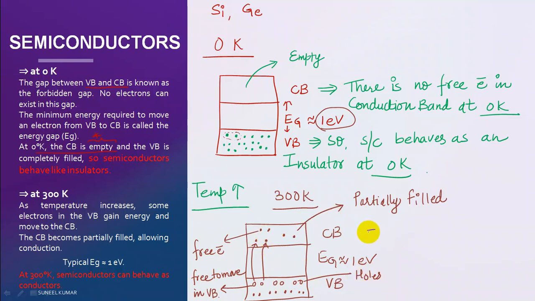So how can we conclude? We can write that at 300 Kelvin, a semiconductor can behave as a conductor. Now the conduction band has some free electrons, and these free electrons will contribute some current, so we can write that a semiconductor can behave as a conductor. So this is all about semiconductors.